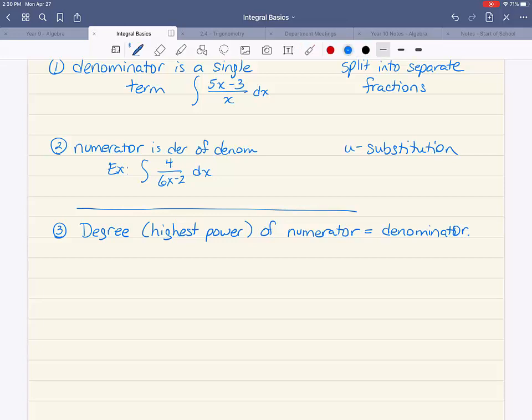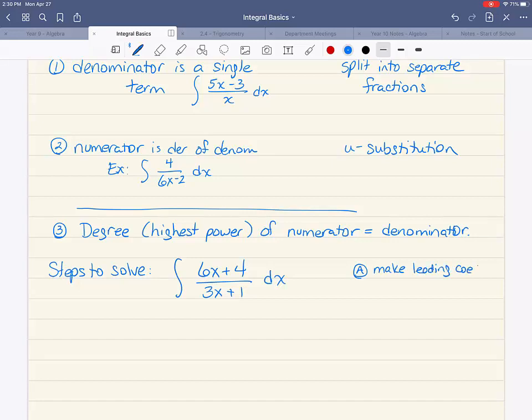So now we're going to take a look at a more complicated version. So here are the steps to solve it. We're going to take the integral of 6x plus 4 over 3x plus 1 dx. All right. I'm going to put this in ABCs instead of 1, 2, 3s because I'm already using 1, 2, 3s. First thing you're going to do is make the leading coefficients match.